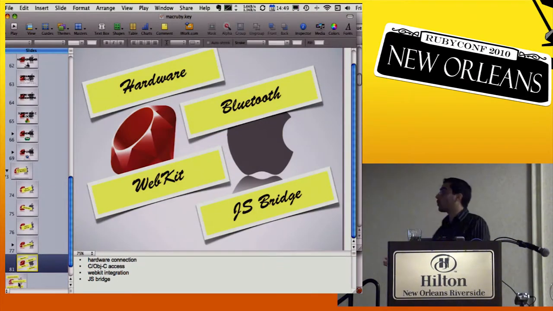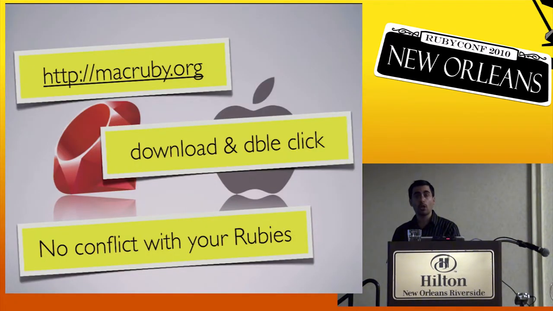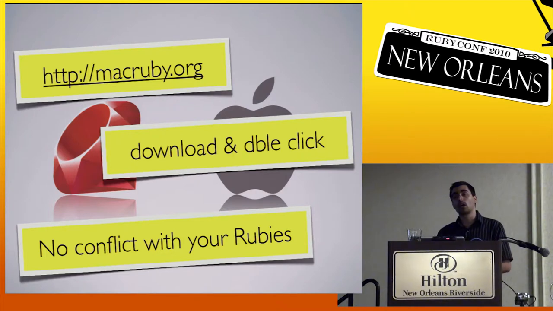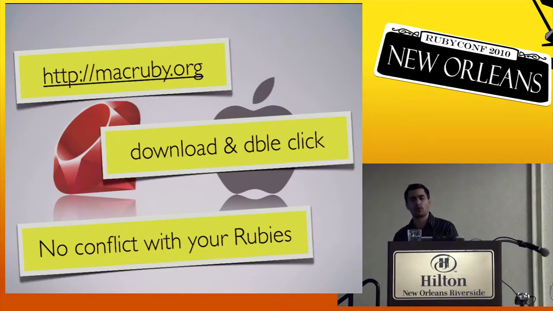So there you go for the demo. You can get more information. You can go to macruby.org. You can actually download right now the latest version, which is 0.7.1, or you can take the nightly. You just need to double click. That will install MacRuby. There will be no conflict with the current Ruby that's on the machine. You can also use RVM if you prefer.